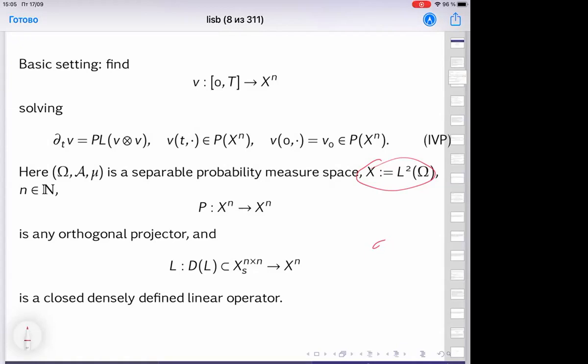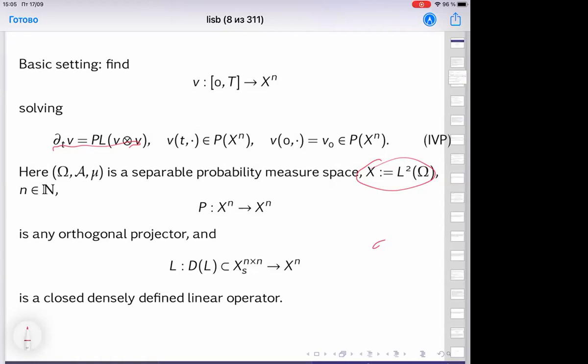And then you just need two things, right? This is an abstract way to write the PDE. You have some linear operator L, which is basically closed, densely defined, and you don't need anything else, and some projection. And X is of course a Hilbert space, and X to the power n is just n-tuples.